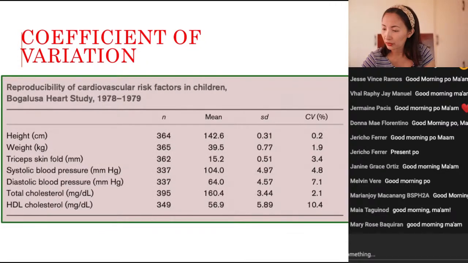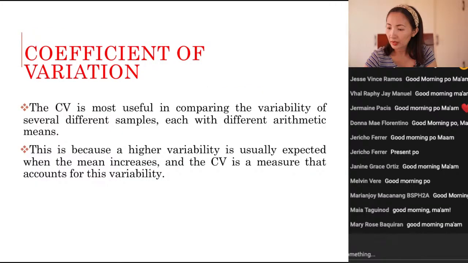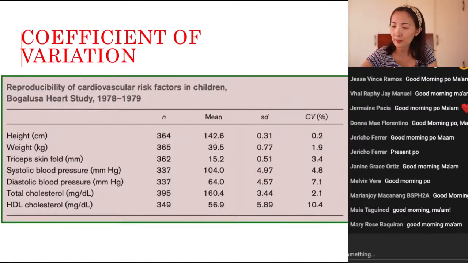The first statement here is that the CV is most useful in comparing variability of different samples, even when the units are different. So looking at this table, we can compare the variability of the patients in terms of height, weight, and HDL by looking into the coefficient of variation. Now we move on to the next.